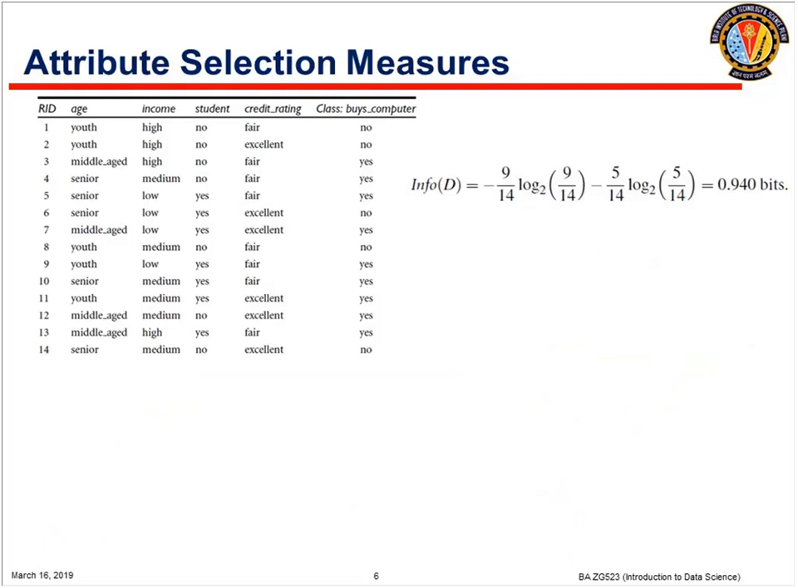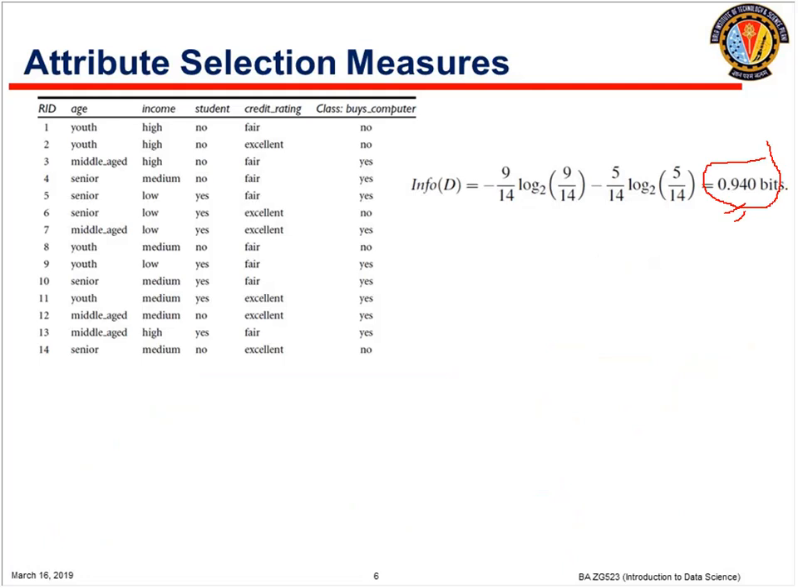So the initial entropy was 0.94. The initial case was 9 yes and 5 no's. So when you calculate this, it comes out to be 0.94. That means it's quite high entropy. I require quite a bit of information.